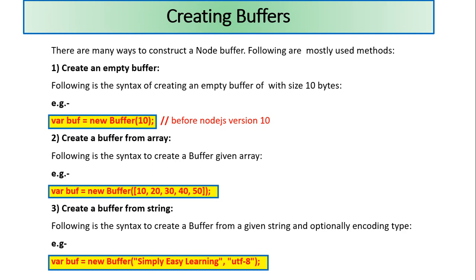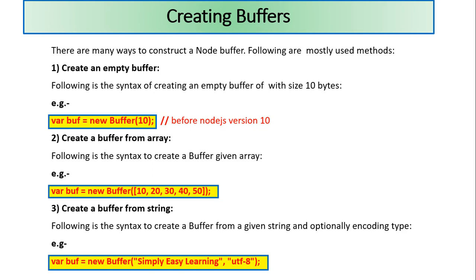So look at this example. Here we create a variable buff, and we assign a new Buffer initialized with 10. This creates a new buffer object with a length of 10 bytes. The argument 10 specifies the size of the buffer in bytes.